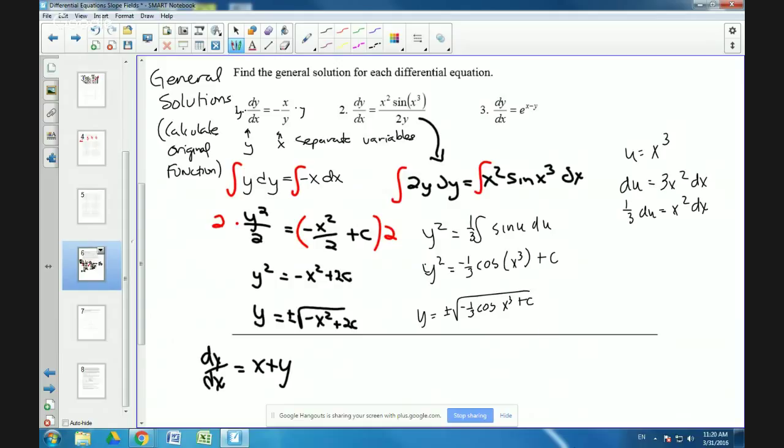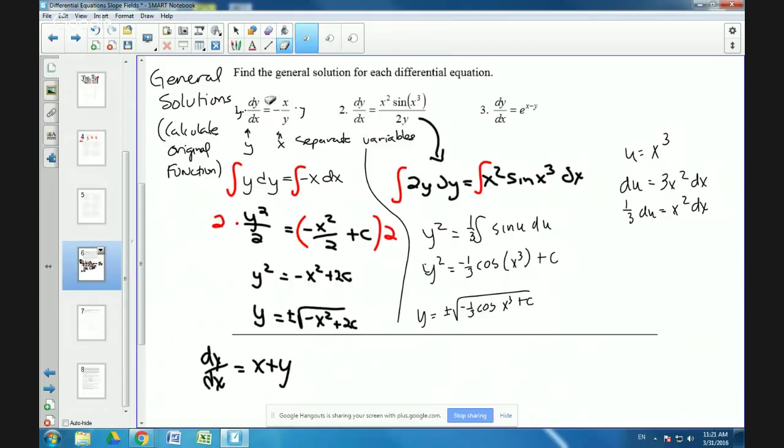Okay, so is it okay if we leave it 1/3 negative cosine? Or does it have to? Just make sure that you write it like this. So it's not minus. Yeah.